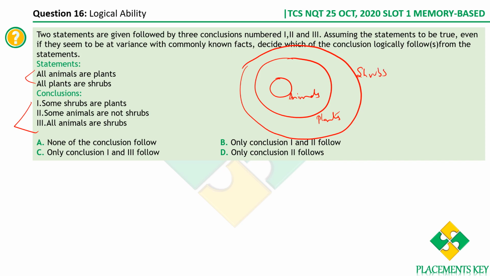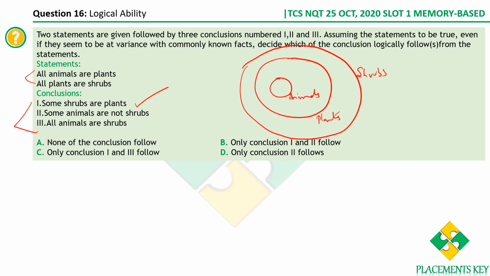Now, what are the conclusions? Some shrubs are plants. Can we say that some shrubs are plants? It is definitely, because we know all plants are shrubs. Therefore, some part of shrubs, see this part, is plants. So some shrubs are plants is definitely correct. So this conclusion definitely follows.